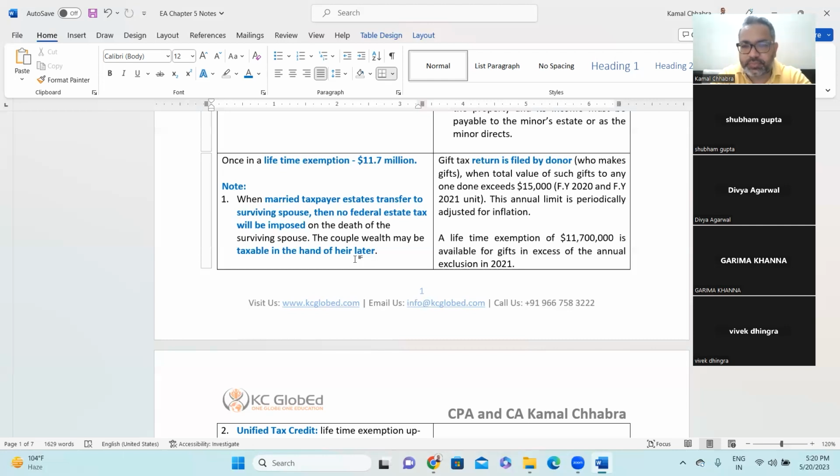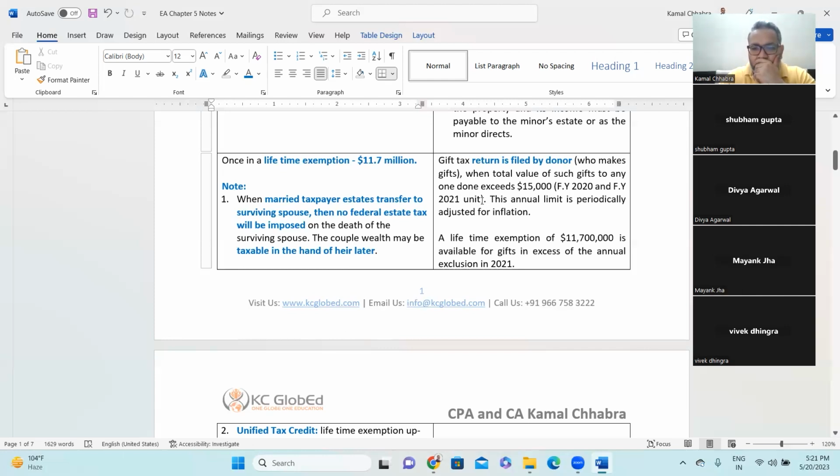Yes, sir. Right? And in the same way, if you look at the right hand side about the gift tax, gift tax is exempt up to $15,000 per person per year for an individual. If married filing jointly, they both are giving a gift to an individual, then the exemption limit increases to $30,000. That means $15,000, $15,000 each.